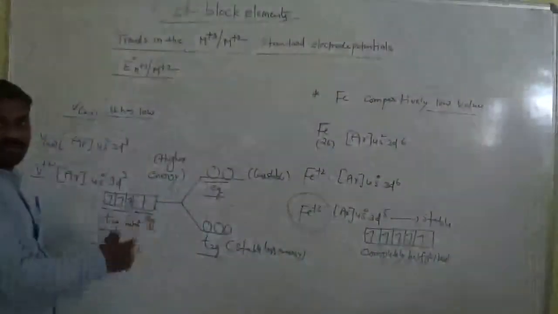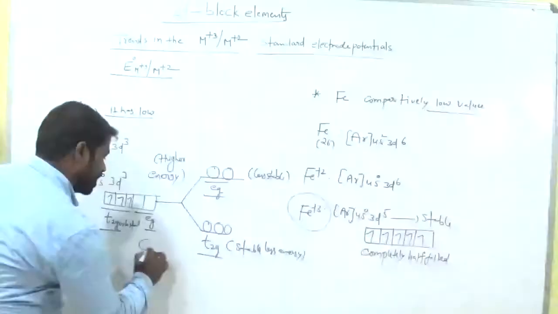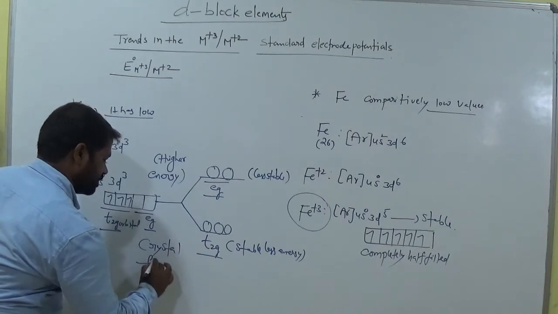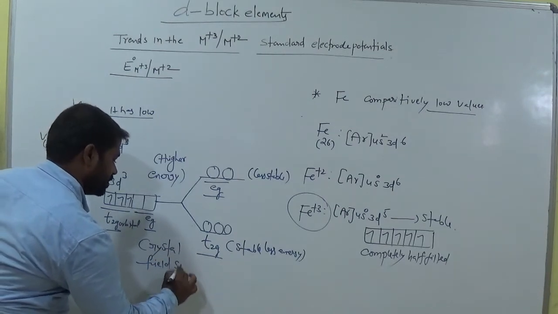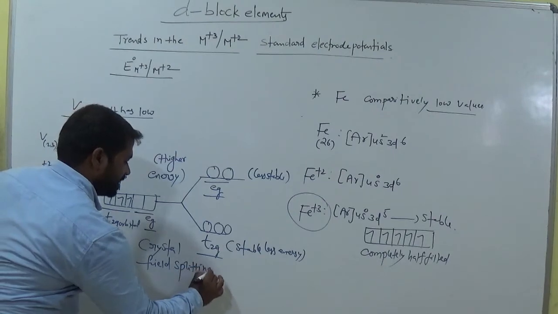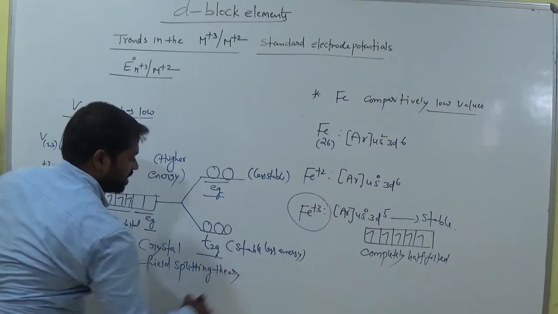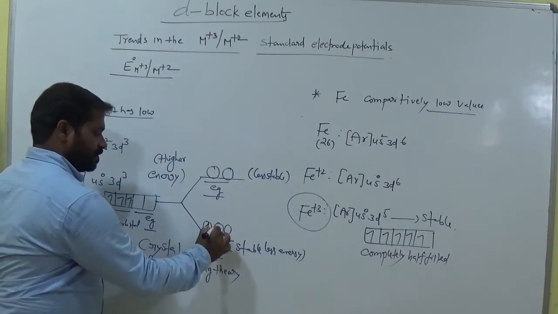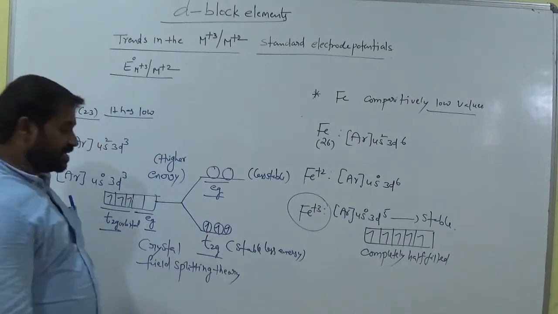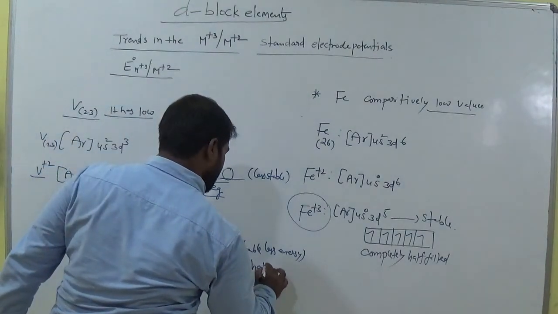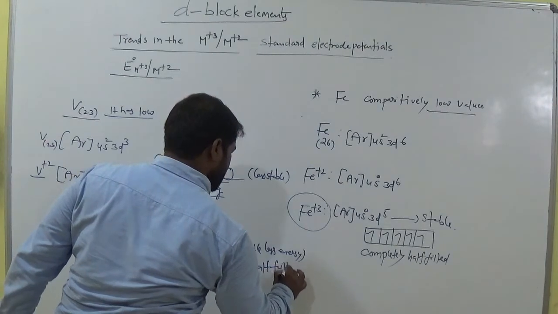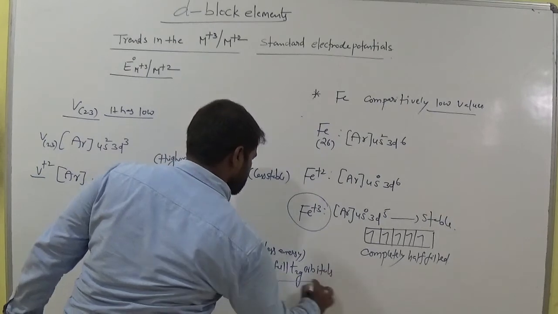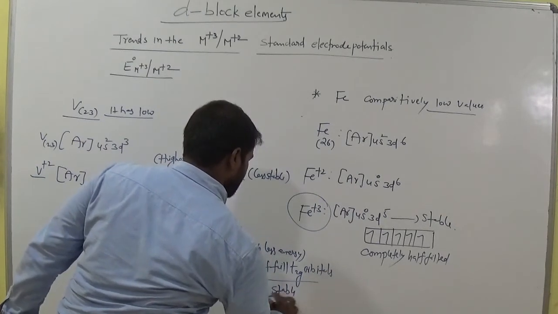This splitting, we have further classes on this concept. This is called crystal field splitting theory. Out of 5, there is no electron here, but here one electron in T2g orbitals. So these are half filled T2g orbitals, stable. Clear?